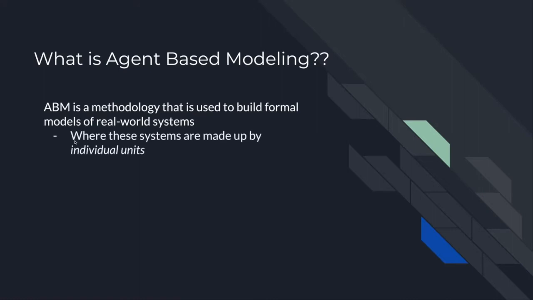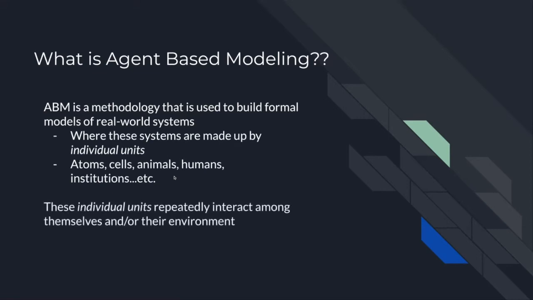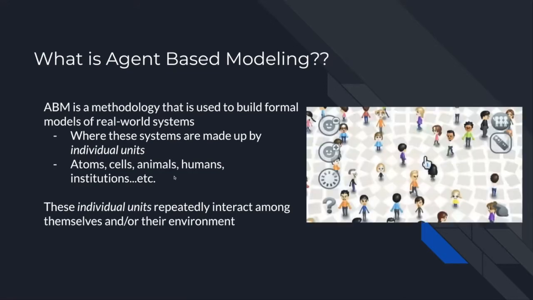So one of the distinct features of agent-based modeling is that the systems we're trying to model are made up of individual units. For example, these could be atoms, cells, animals, humans, institutions, or essentially anything. And in ABM, these individual units or agents repeatedly interact among themselves and with the environment in which they live. And here's my wee picture, people mulling about, and that gives you a representation of this. It's just one example.